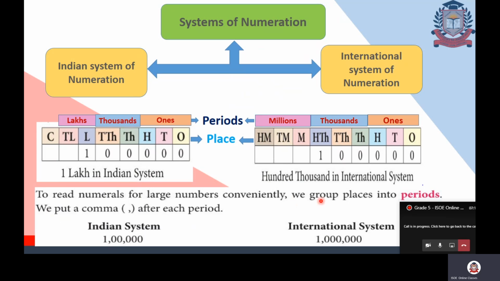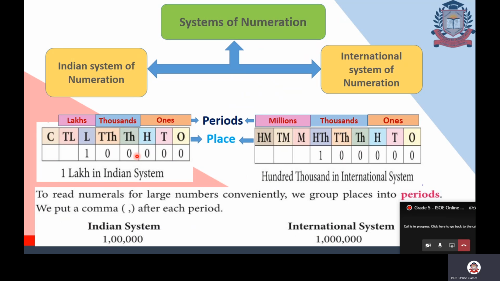So this continues. Similarly, in the international system of numeration, ones, tens and hundreds come under the ones period, right? After that we have one comma. Thousands, 10,000s and 100,000s. After that we have one comma. And then millions, 10 millions and 100 millions. Like that it goes on.